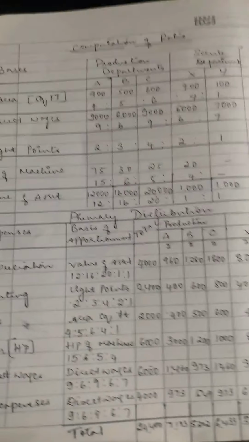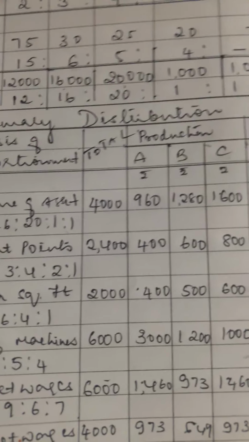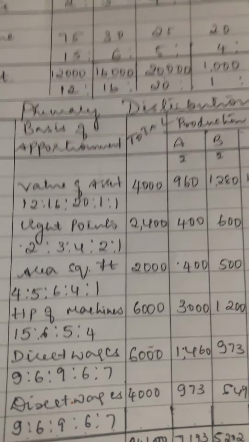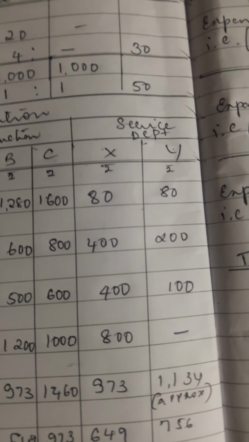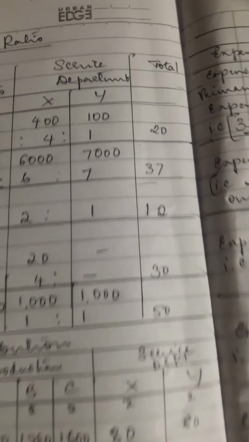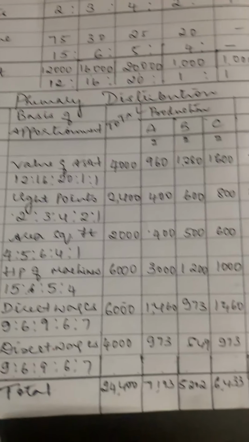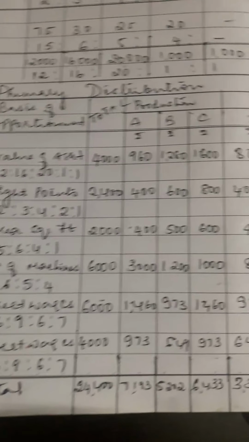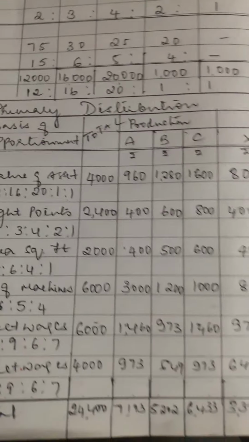So first one is depreciation. We take the basis of apportionment, value of asset. Total is 4,000 as given in the problem. Then you will start distributing it. That is 4,000 into 12 divided by the total. The total is 20. You get 960. So like that, when you add up, you should come to 4,000.